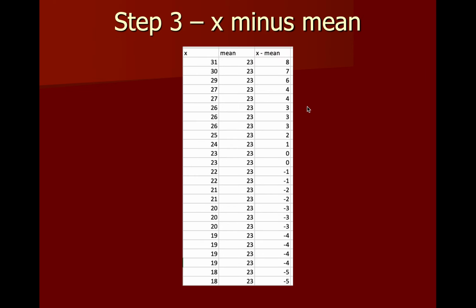Step 3, X minus mean. So 31 minus 23 is 8. 30 minus 23 is 7, etc. Do that for all of them.